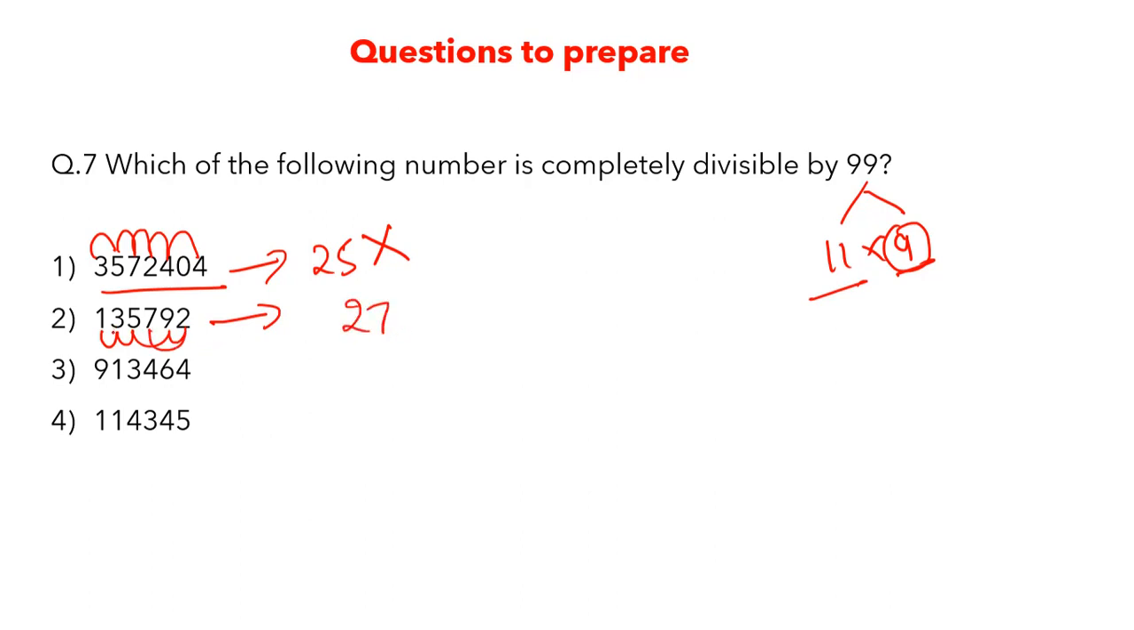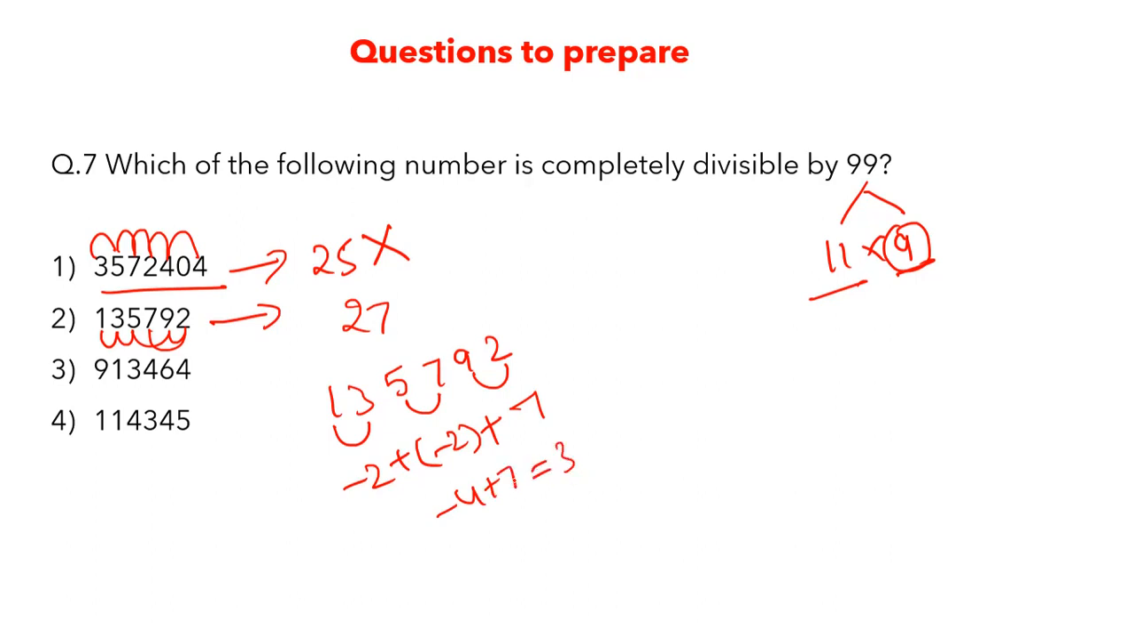Now we have to check whether it is divisible by 11 or not. So, let's we have 1, 3, 5, 7, 9, 2. Okay. So 1 minus 3 is going to give me minus 2. 5 minus 7 again going to give me minus 2. 9 minus 2 is going to give me 7. Okay, so minus 2 minus 2 minus 4 plus 7.